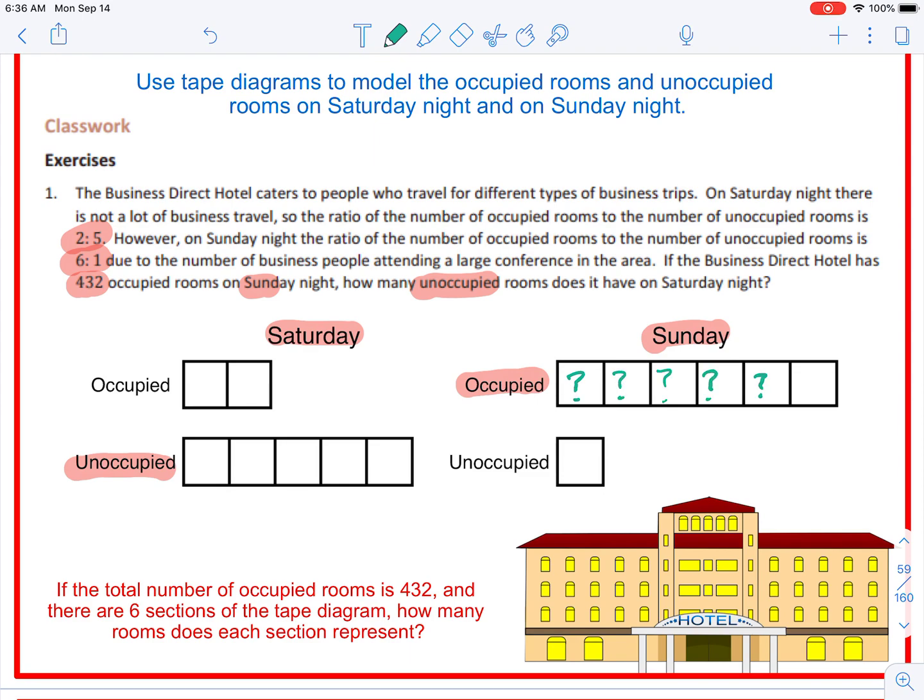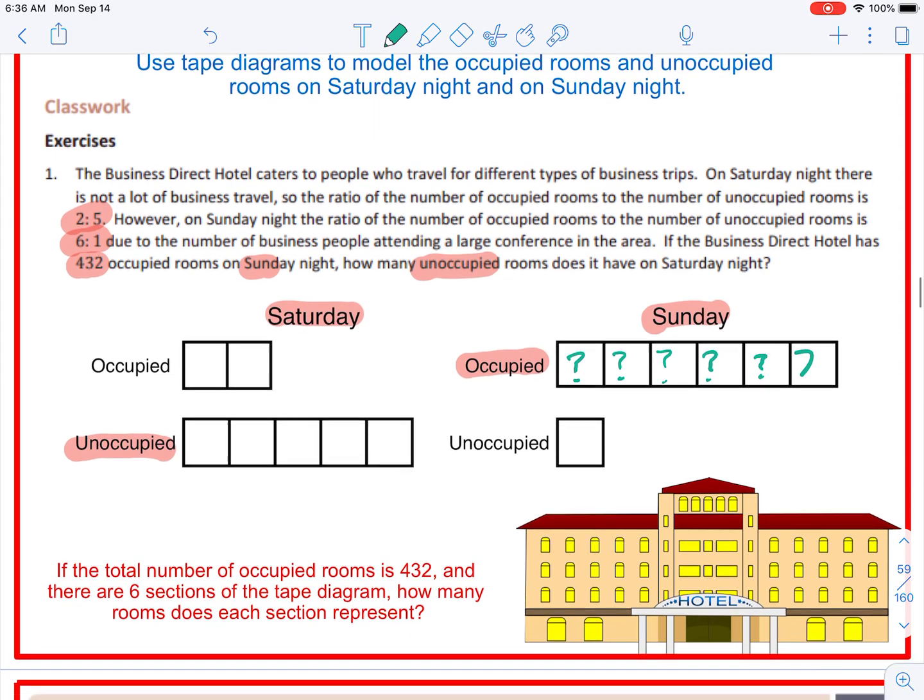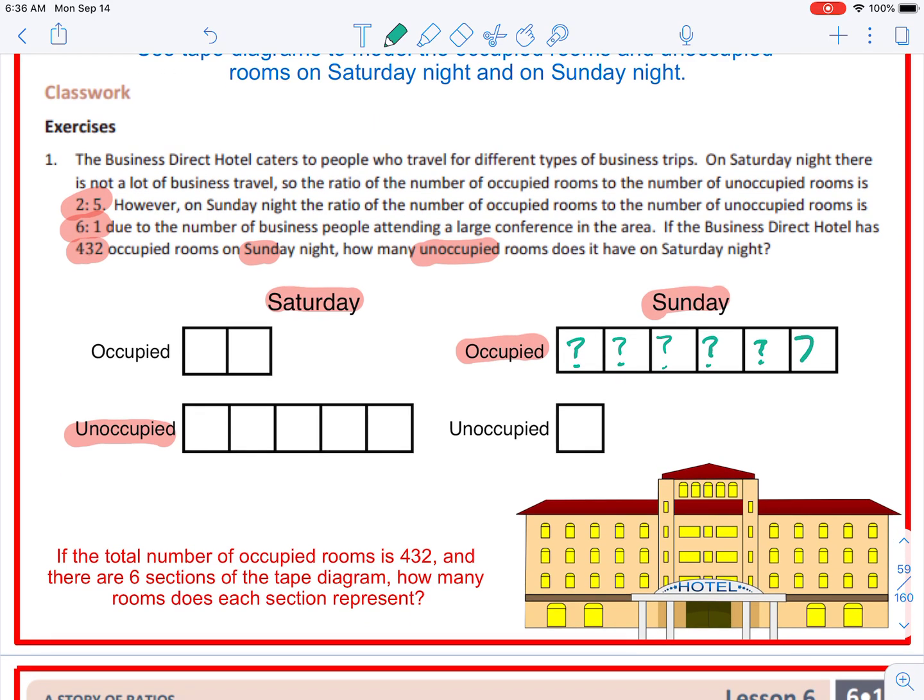for the occupied rooms. We know that the occupied rooms equal 432 on Sunday night. So, how many units are there? Well, let's count them. 1, 2, 3, 4, 5, 6. There's 6 units for Sunday, because the ratio is 6 to 1. So, we're going to do 432 divided by 6.